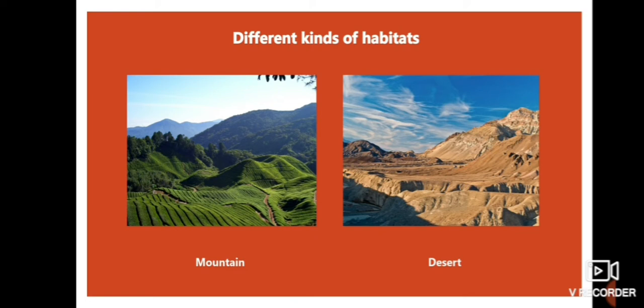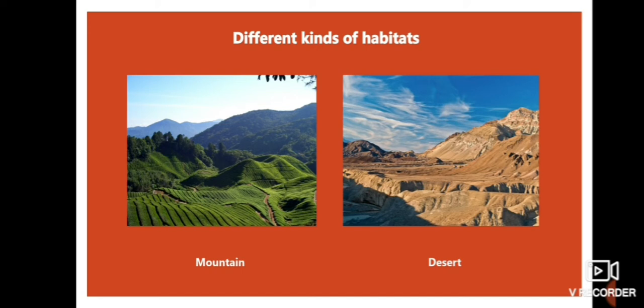The soil in the mountain is different from the soil in the desert. The soil in the mountain is fertile, while the soil in the desert is dry. Also, the climate of the mountain is different from the climate of the desert. The climate of the mountain is rainy and not very windy, while the climate of the desert is very windy and the rain is scarce. This means that it does not rain a lot in the desert.